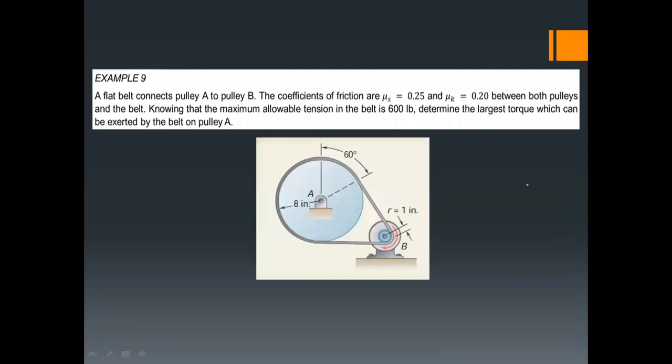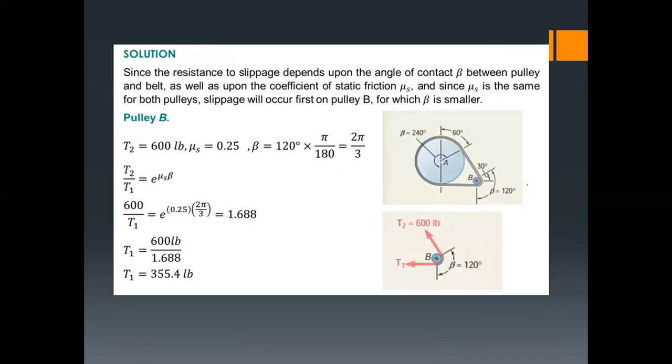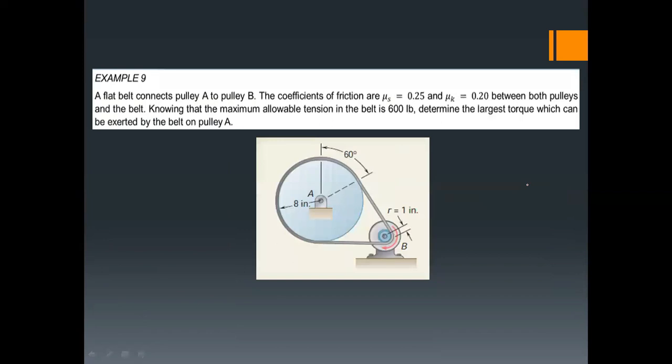And then, meron naman tayong flat belt dito. So, I think this is the second to the last sample problem natin. So, flat belt connects pulley A to pulley B. So, given naman tayo ng coefficient of friction natin dito, between both pulleys and the belt. So knowing the maximum allowable tension in the belt is 600 pounds, determine the largest torque which can be exerted by the belt on pulley A.